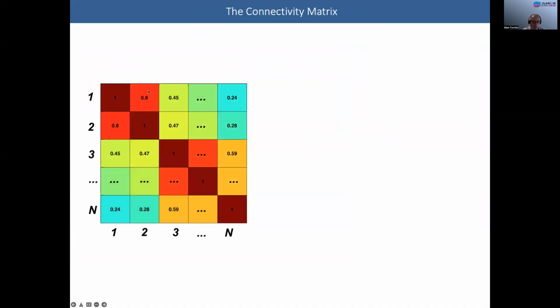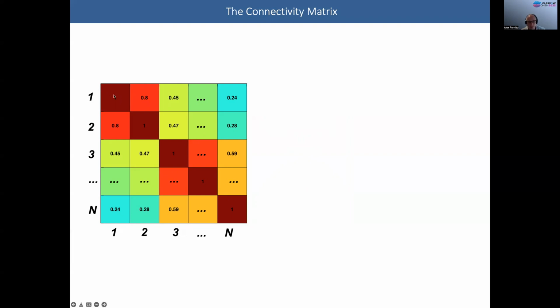So you can see here, this is just a zoomed in version. For example, this element 1, 2 tells us about the connectivity between region 1 and 2. It's quite strong. Between region 1 and 3, it's moderate. Between region 1 and n, it's weaker. In this particular case, the matrix is symmetric. The diagonal tells us about the connectivity of each region with itself.